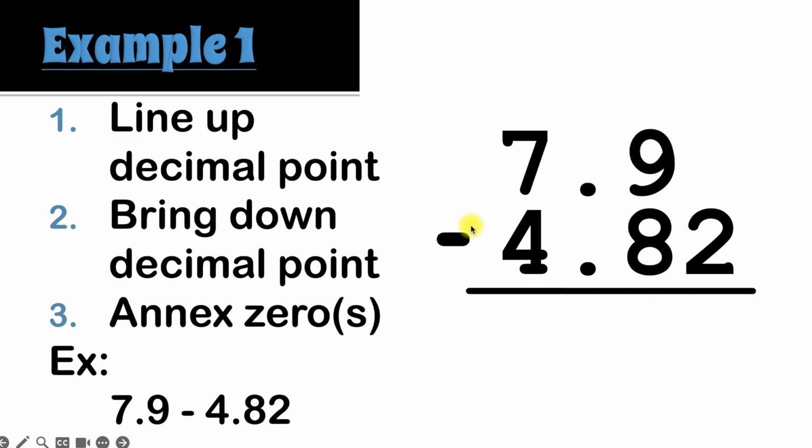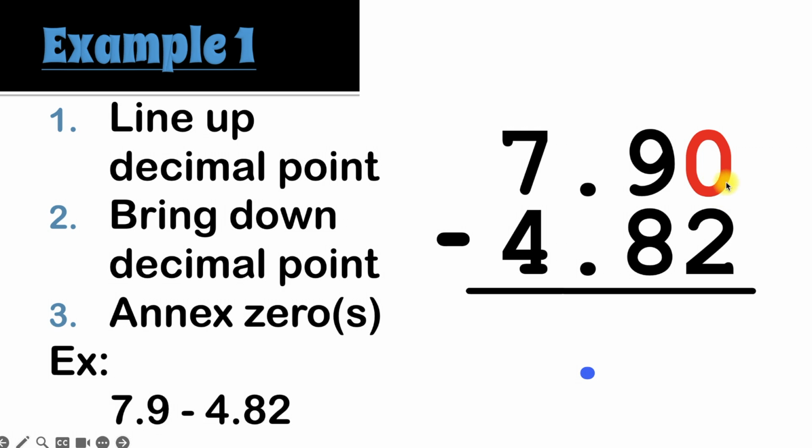Before we do that though, we should make sure that we bring down the decimal point in our answer. So we'll place the decimal point right here. And we should annex any zeros if we need to. Do we need to annex any zeros here? Yeah, because we see a blank space right here. So we need to make sure that we put a 0. And now we can start subtracting.